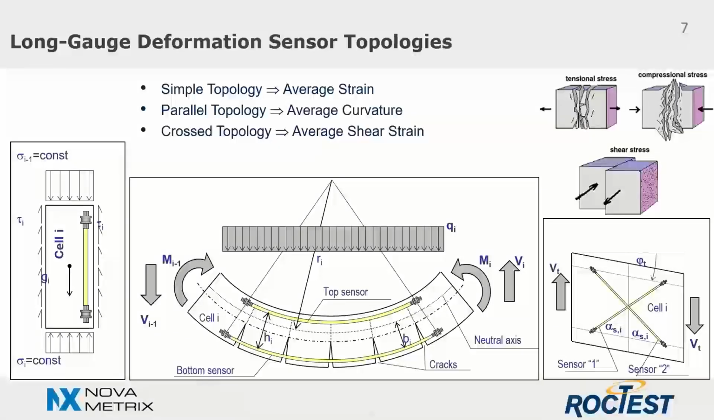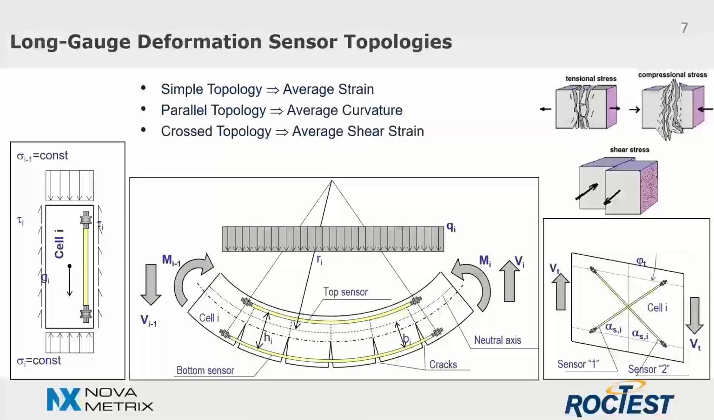So here we can see the different long gauge deformation sensor topologies. On the left, we see a simple topology which consists of one single sensor installed in the direction of the expected strain. It is mainly used to monitor linear structural elements like beams, which are subject to axial compression or traction, like, for example, piles and columns.